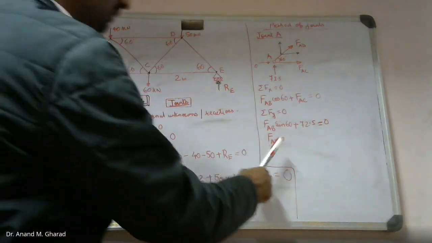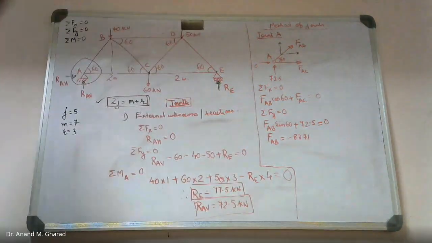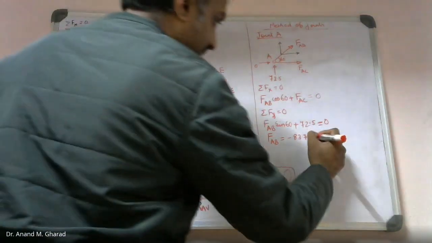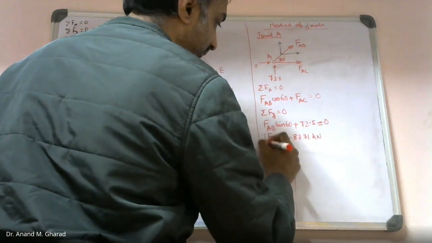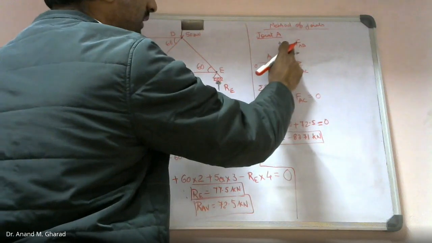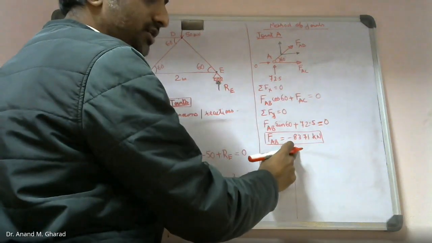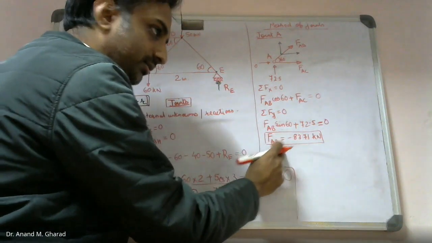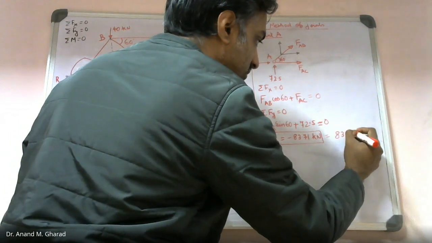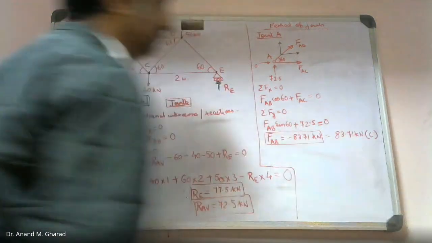This represents minus 83.71 kilonewton. Minus, what does that represent? That my assumed direction of force is wrong. So instead of tension, now it is compression. Okay. So this again can be represented in the form like this: 83.71 kilonewton compression.